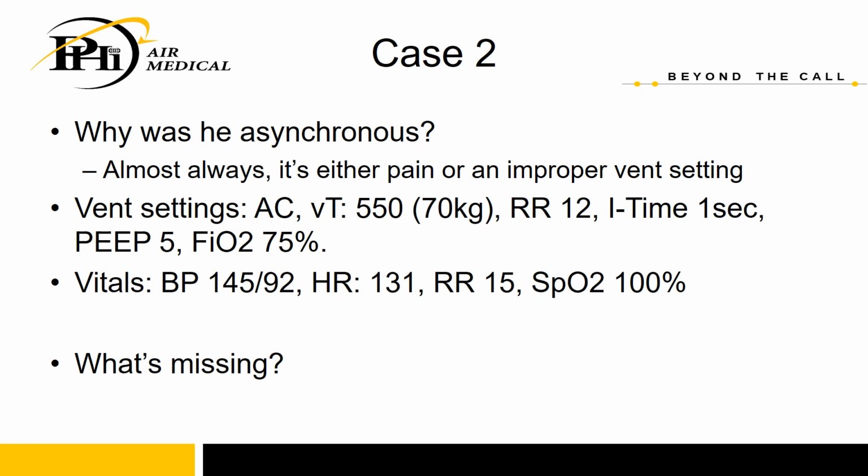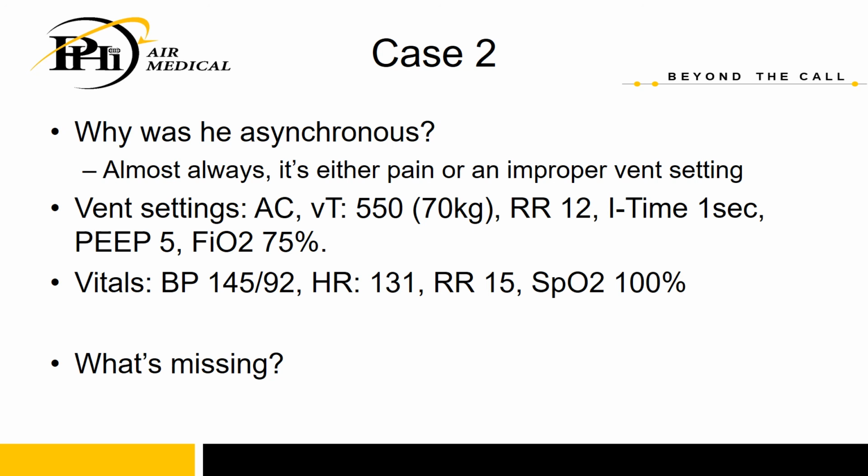So we see that he is on assist control with a tidal volume of 550 milliliters. He has a respiratory rate of 12, an I time of 1 second, a PEEP of 5, and an FiO2 of 75%. His vital signs: he has a blood pressure of 145 over 92. He has a heart rate of 131. He has a respiratory rate of 15, so he's breathing a little bit over the ventilator. He has an SpO2 of 100%. What is missing in this patient?